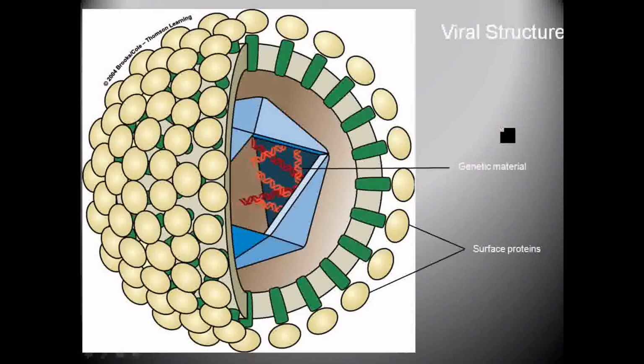You've seen pictures of viruses before. Basically, a virus is 2 parts. It's genetic material, and then it's surrounded by a protein coat. And there's the surface proteins.